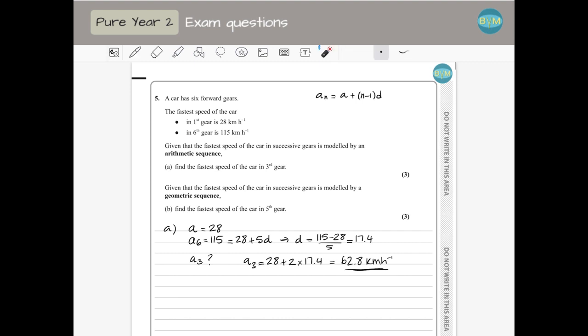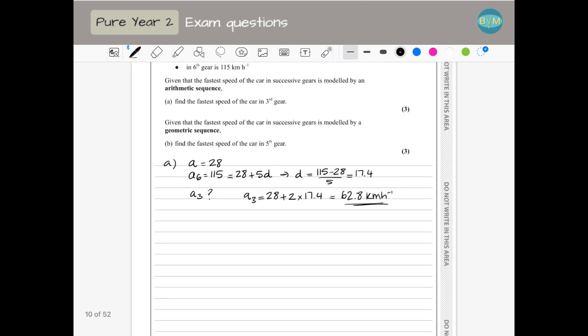And then if instead of an arithmetic sequence it is a geometric sequence, find the fastest speed in fifth gear. So now we have the same numbers, but it's going to be a geometric sequence. So a is still 28, and A6 is going to be 115, and they are asking us about a fifth. But now it's a geometric sequence.